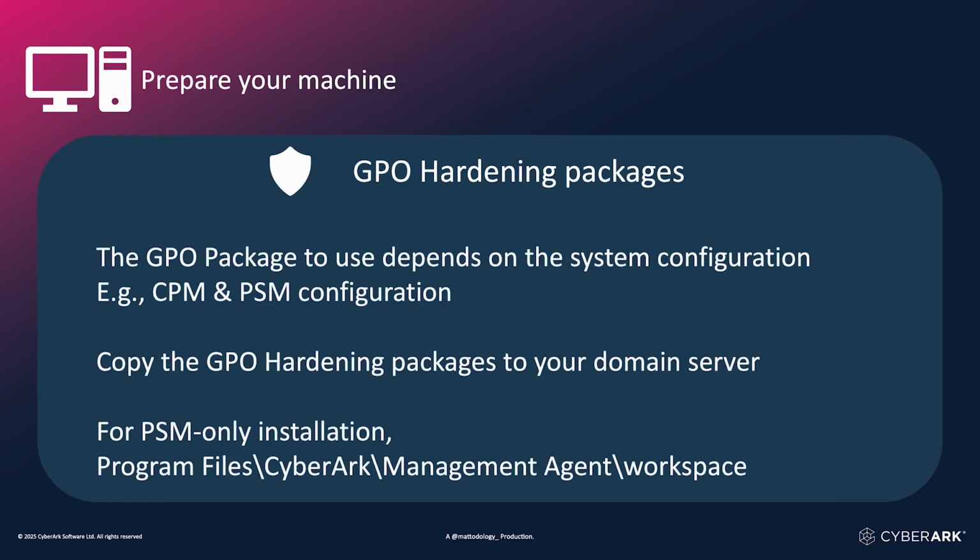For SRS and PSM, choose the Privilege Cloud Connector GPO for SRS PSM. For CPM and PSM, select the Unified Hardening GPO package. Copy the Unified GPO hardening packages to your domain server and extract them. For SRS and PSM, use the SRS PSM GPO package. For CPM and PSM installations, use the CPM PSM package.